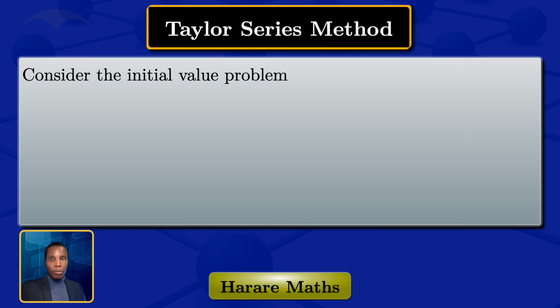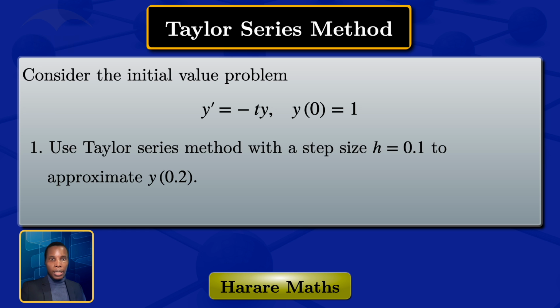Consider the initial value problem y prime is equal to minus ty, subject to the initial condition y(0) is equal to 1. I'm going to use the Taylor series method with a step size h equal to 0.1 to approximate y at 0.2. Then I'm going to calculate the absolute error for this method.